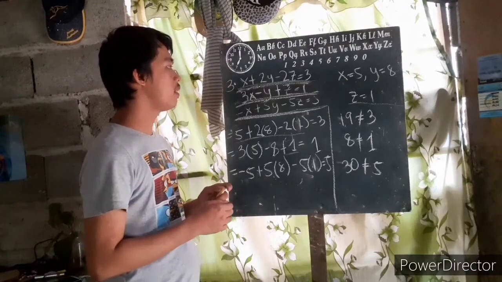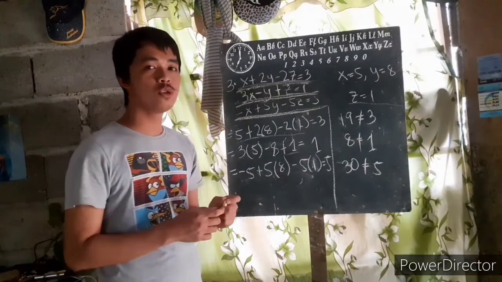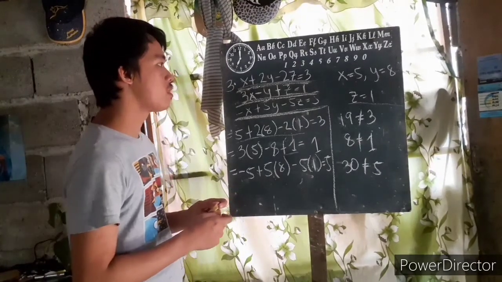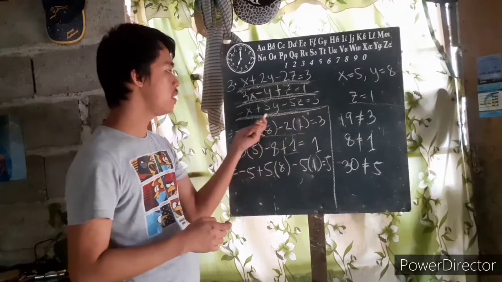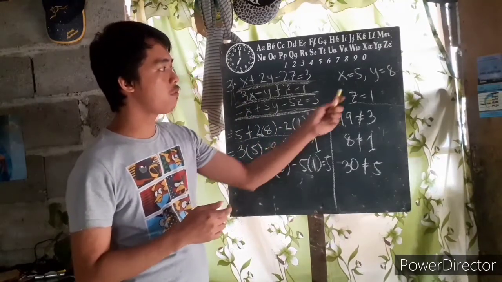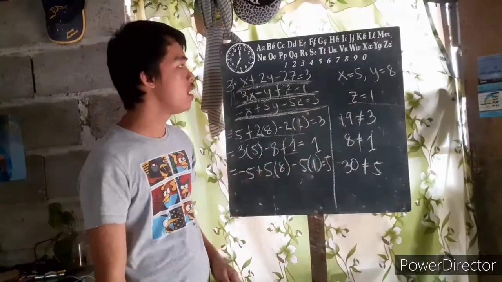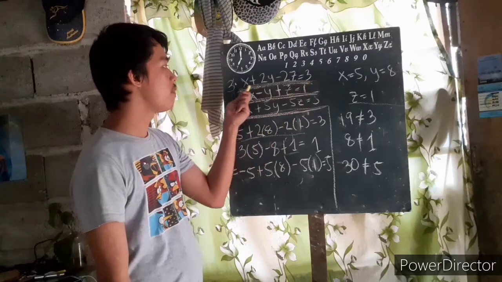Now, in item number 3, determine whether the 3-tuple (5, 8, 1) is a solution of a linear system. So, we have a linear system here, and a 3-tuple which is 5, 8, and 1. So, just substitute the 3-tuple to x, y, and z. First, we need to find this.